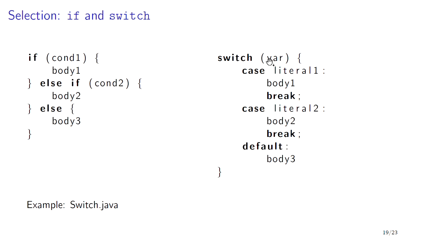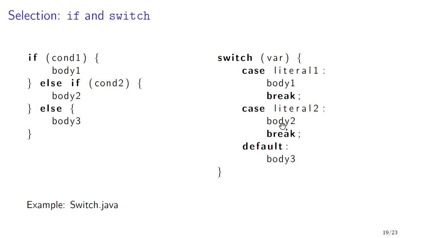So we say, okay, I've got a variable. Based on its value, if it corresponds to literal 1, then execute body 1. If it corresponds to literal 2, execute body 2. And you can have as many cases as you want, like you can have as many else ifs as you want. And lastly, if its value doesn't match any of these literals, then by default, do body 3.